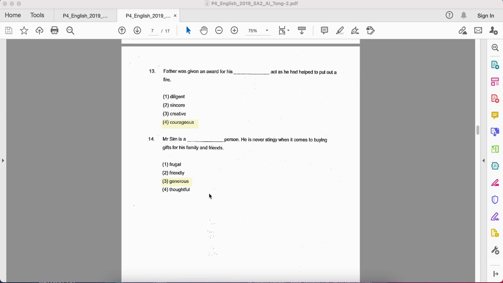Is never stingy. A friendly person, it doesn't quite tie up with this never stingy. Now, Mr. Sim is a generous person. He is never stingy when it comes to buying gifts for his family and friends. That goes well because you're saying he's someone that gives, all right, a generous person, and he's never stingy, all right? You're elaborating on the first sentence. So that's obviously the answer. Just going to check out the last answer. Thoughtful, well, again, like I said, the second sentence here does not add on to the first sentence, all right? So it doesn't really add value to the first sentence. So the most appropriate answer is going to be Mr. Sim is a generous person and he is never stingy when it comes to buying gifts for his family and friends, okay?